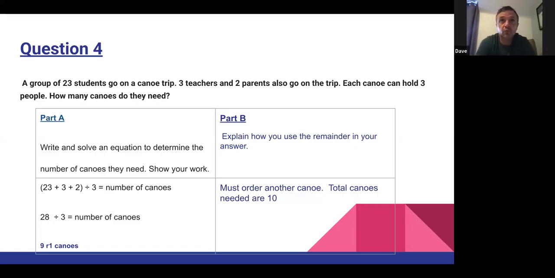So every time when we're using real life examples, we must get enough for everybody, which means we might even need to order an extra one. Okay, so that's how we use the remainder. If there's something left over, we still need to get another canoe or another bus or whatever our example happens to be.